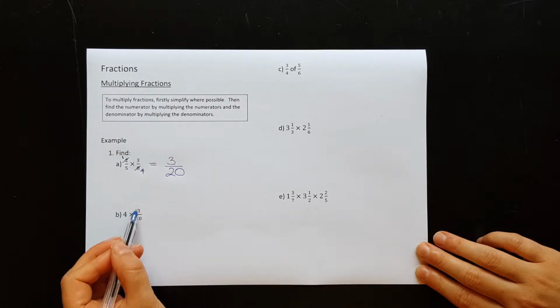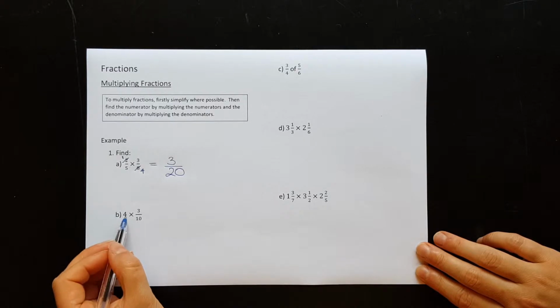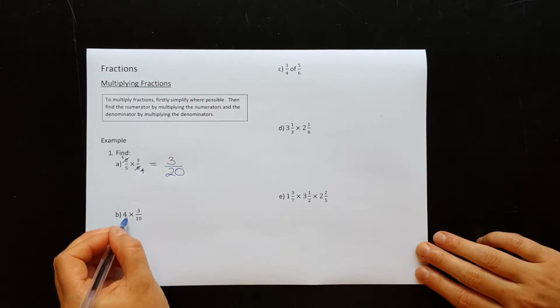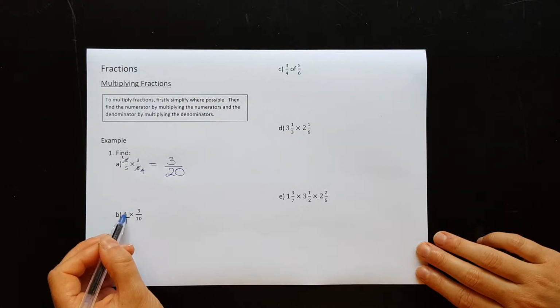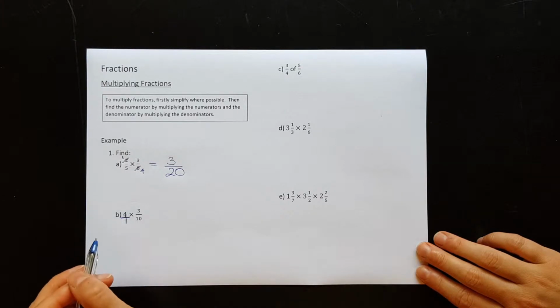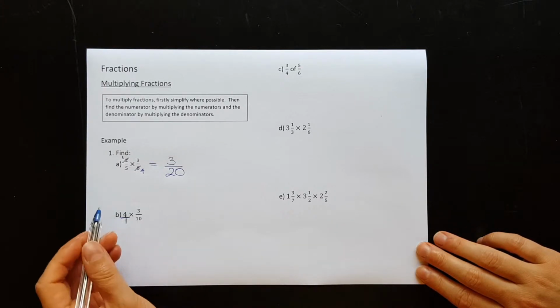Now, 4 times 3/10. Okay, this doesn't even look like a fraction here at the beginning. We want to make it a fraction. To do that, all you have to do is put it over 1. Okay, because 4 divided by 1 is really just 4. We're not changing its value. But if we make it into a fraction, then we can easily see the top and the bottom in case there's any things that we can cancel out, which we can.